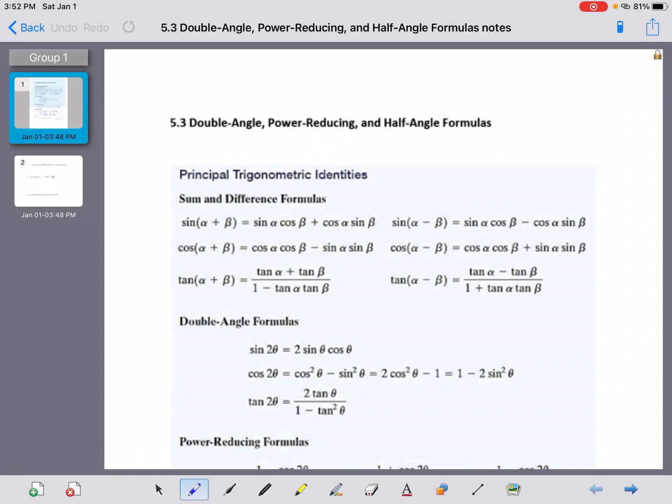All right, we're at 5.3, double angle, power reducing, and half angle formulas. Just like we said in 5.2, you do get a formula sheet, so don't worry about memorizing these, but the important thing is to know how to use them.